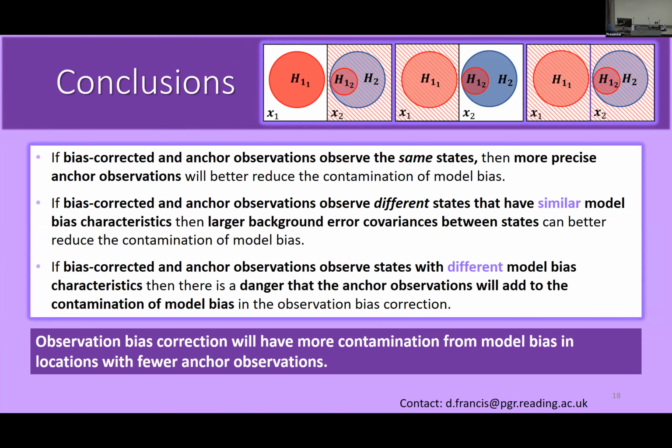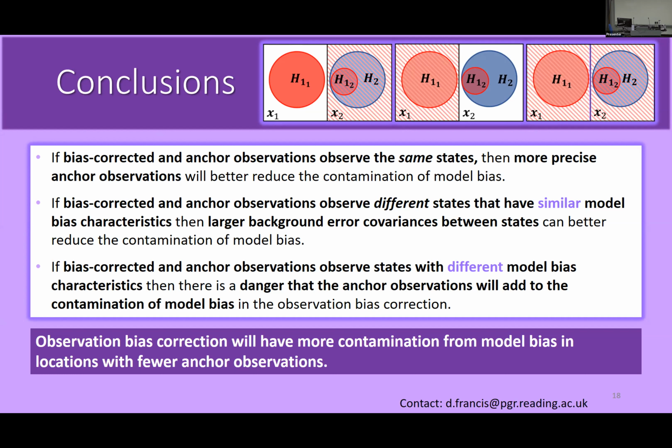So overall, we've seen that if the anchor observations and the bias corrected observations observe the same states, so for instance, H12 here and H2, then we want more precise anchor observations than the state backgrounds. If they're observing different states, so this is H11 compared to H2, but they have a similar model bias, so for instance, this last case, then we want large background error covariances, so that more information about the model bias can be shared into the biased observations.